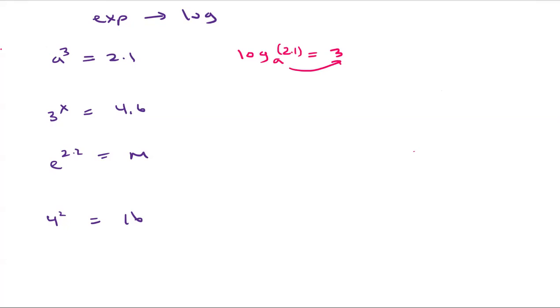Okay, let's try it again. So this one I have 3 to the x equals 4.6. Again, I'm going to write log here, and then my base is going to be the 3. That's the base. Then the equal sign to the right will be the power x, and in the middle will be the number 4.6. Go ahead and try the next two there.